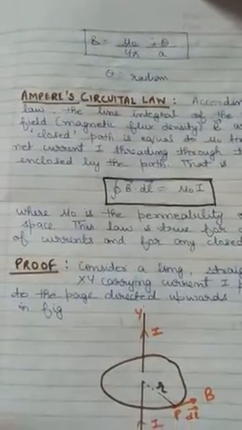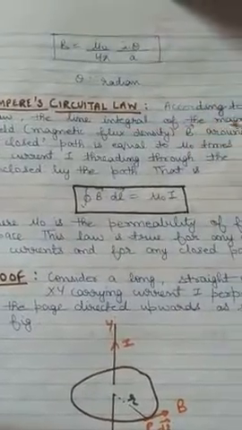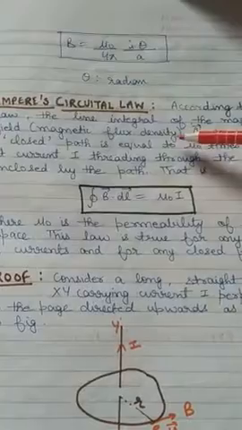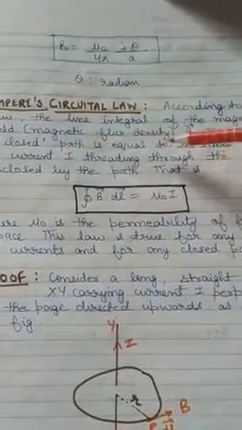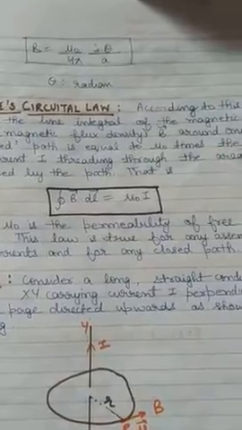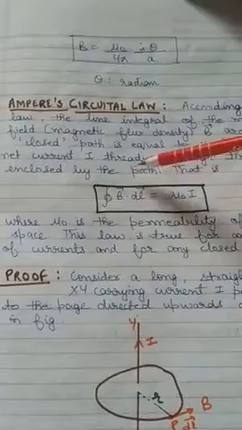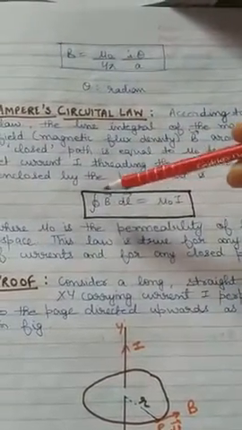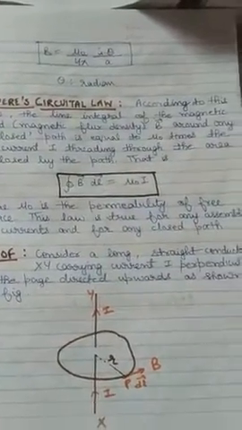So Ampere's circuital law states that the line integral of the magnetic field, also known as magnetic flux density B, around any closed path is equal to mu naught times the current threading through the area enclosed by the path. That is, line integral of B dot dl will be equal to mu naught into I.